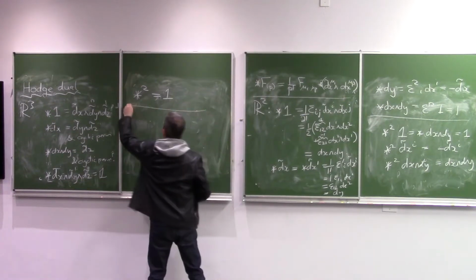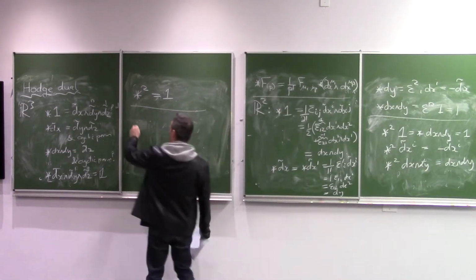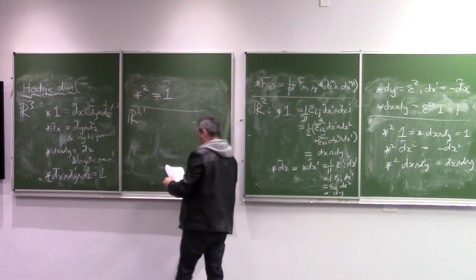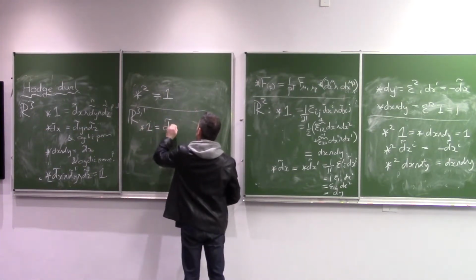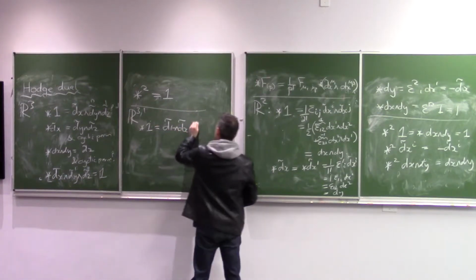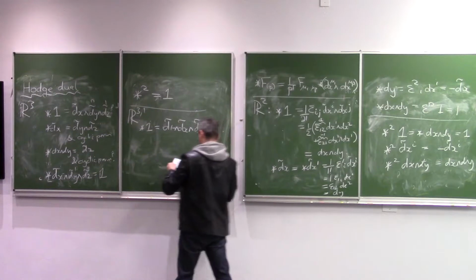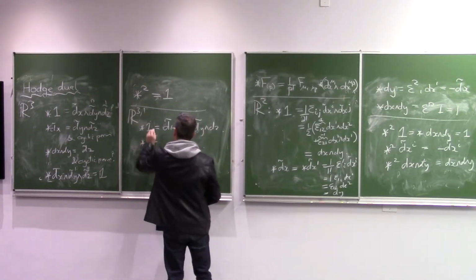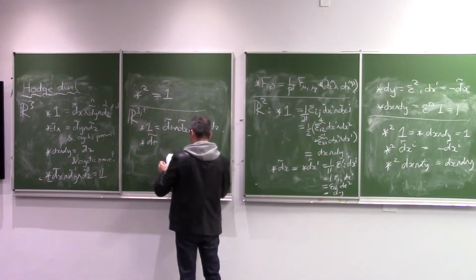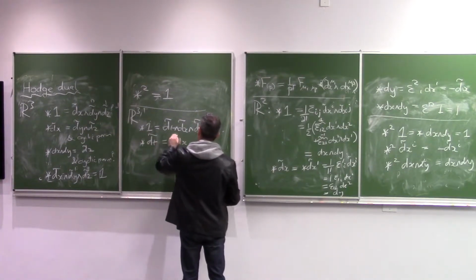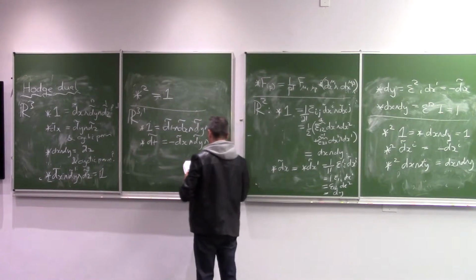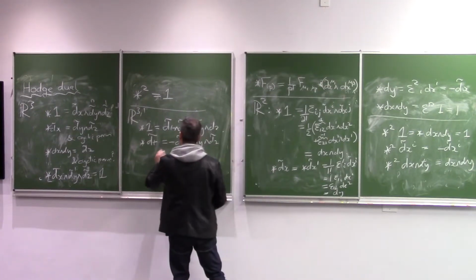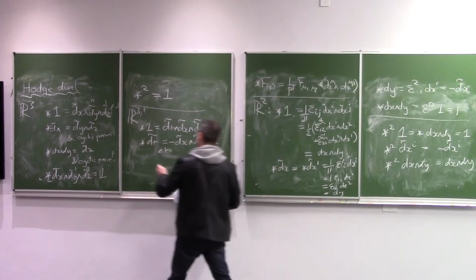So finally, let me write down for you what happens in 3 plus 1 dimensional space-time. So there I have star of 1 is equal to the space-time volume form. If I take the Hodge dual of dt, I'm going to get minus dx wedge dy wedge dz, etc. You can check out what the other ones are.